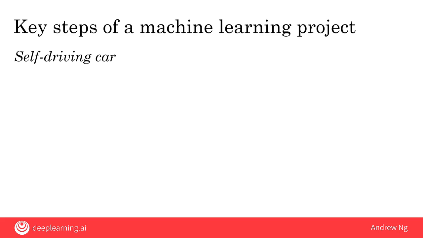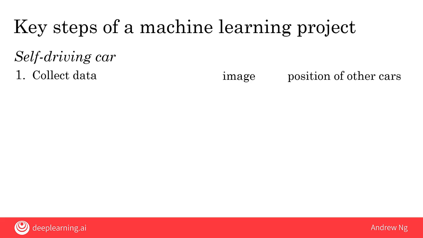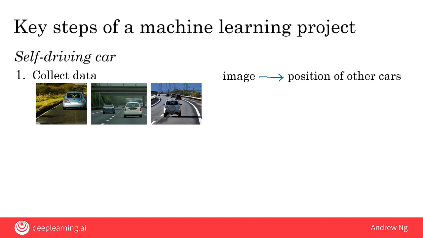Hopefully you remember from the last slide that the first step was to collect data. So if your goal is to have a machine learning algorithm that can take as input an image and output the position of other cars, the data you would need to collect would be both images as well as position of other cars that you want the AI system to output. So let's say you start off with a few pictures like this. These are the inputs A to the machine learning algorithm. You need to also tell it what is the output B you would want.